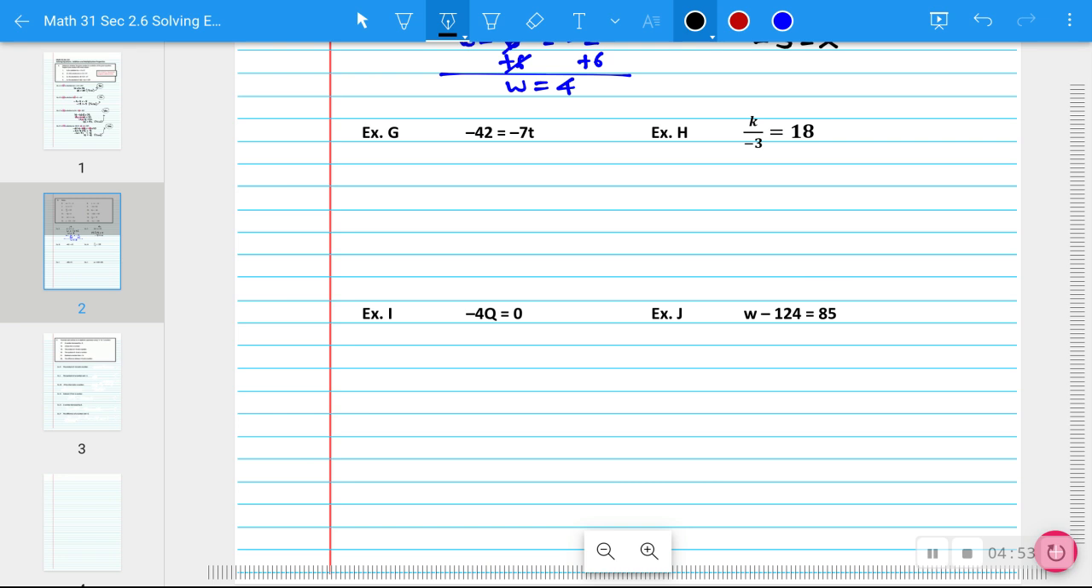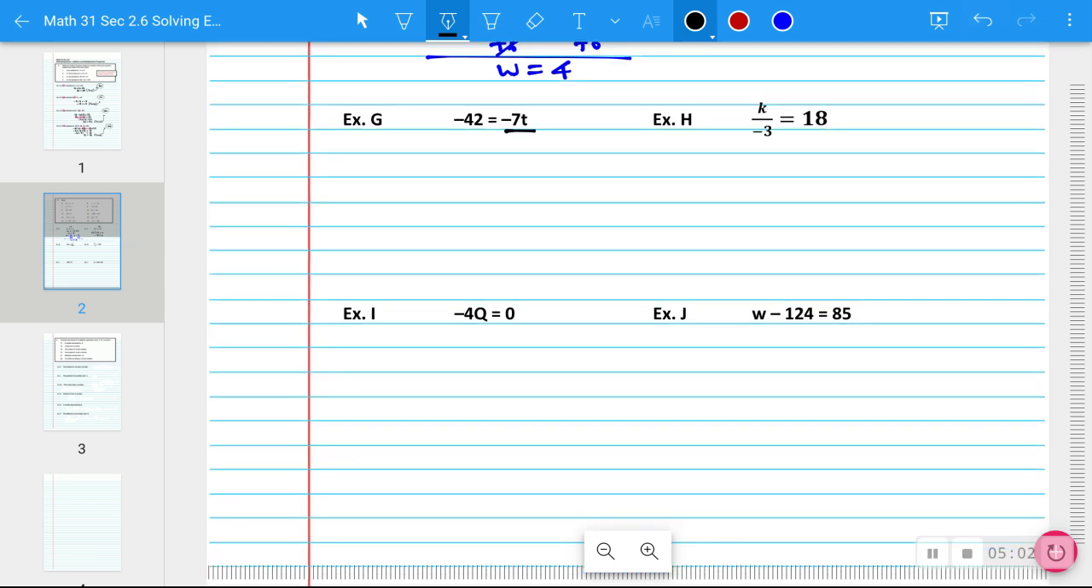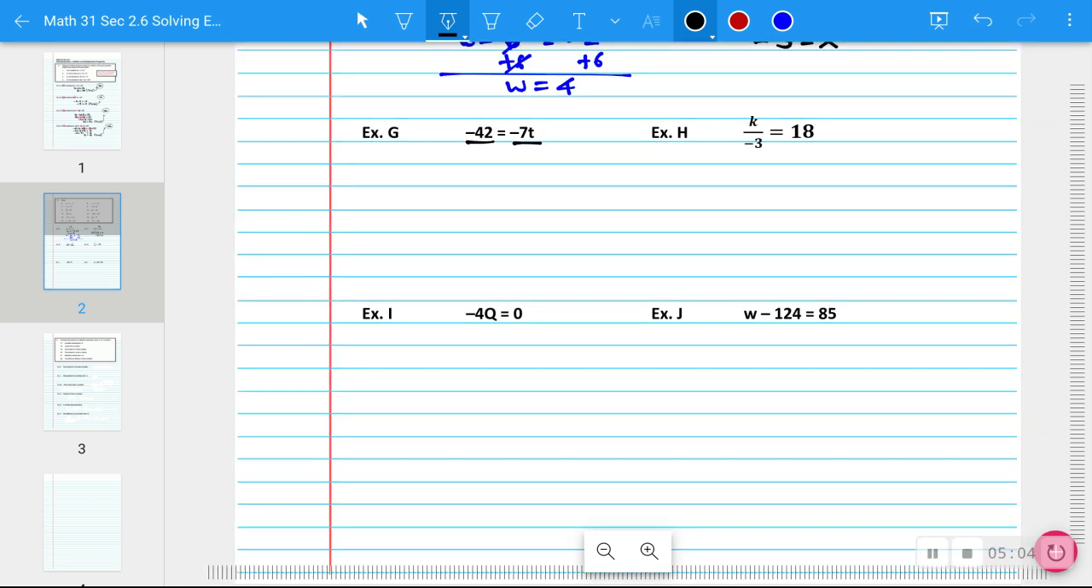And you counteract multiplication. That right there means -7 times t by dividing. So instead of multiplying by -7, we divide both sides by -7. On this side, it cancels off because it gives 1. -7 divided by itself is 1. And we get -42 divided by -7, which is 6.